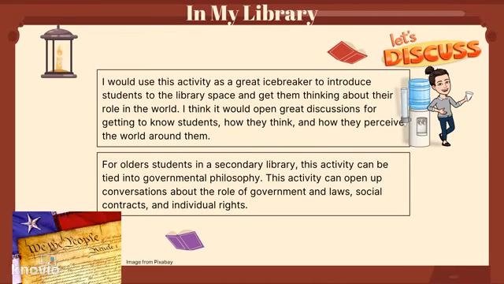In my library, I would use this activity as a great icebreaker to introduce students to the library space and get them thinking about their role in the world. I think it would open great discussions for getting to know students, how they think, and how they perceive the world around them, as well as their role in that world.